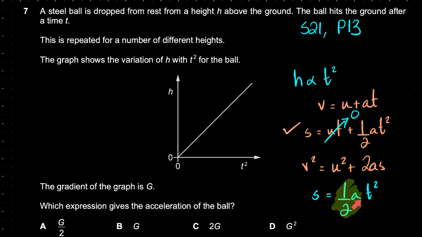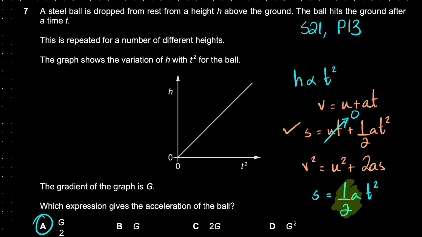So the acceleration here is just equal to the acceleration due to gravity, because this is a falling object. So a is just equal to g. The answer should then be g upon 2, which corresponds to option A.